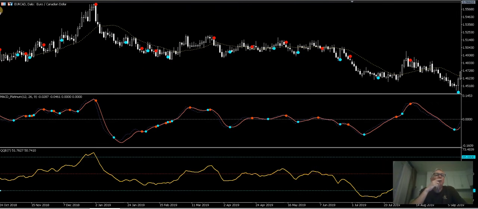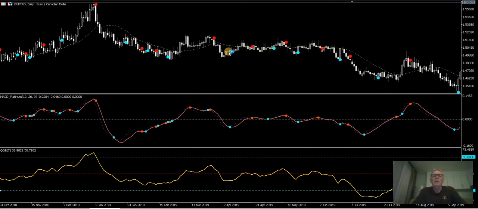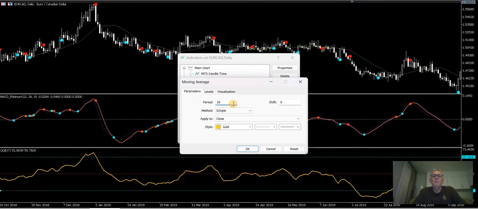So what have we got here? Euro CAD daily chart. This is on MT4, just a bit easier for me to work with than MT5. All right, let's go through the settings. This yellow dotted line here is just a 20 simple moving average, all right? So nothing changes. Let's just get the indicators up. We go to the indicator list. All right, moving average, 20, simple moving average. Nothing changes there.